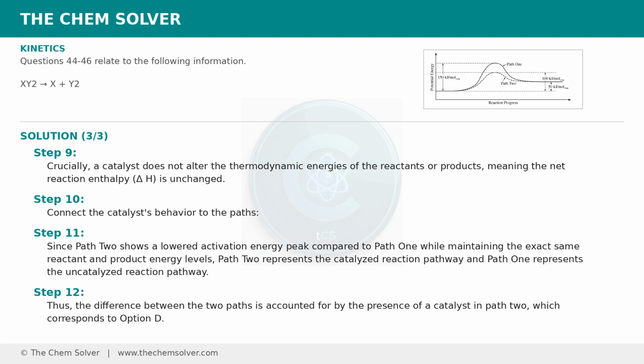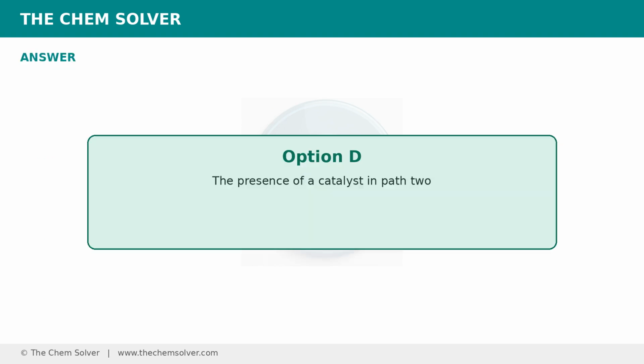Thus, the difference between the two paths is accounted for by the presence of a catalyst in path 2, which corresponds to option D. The correct answer is option D, the presence of a catalyst in path 2.